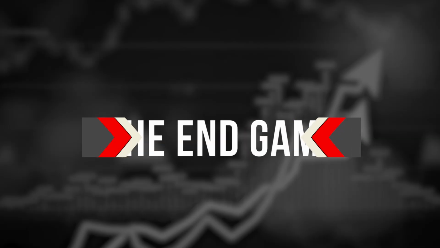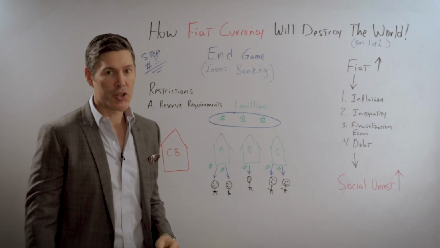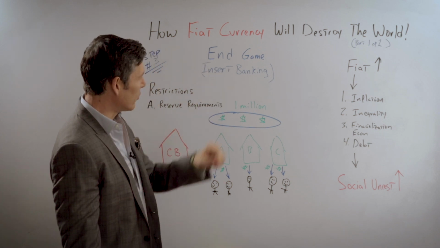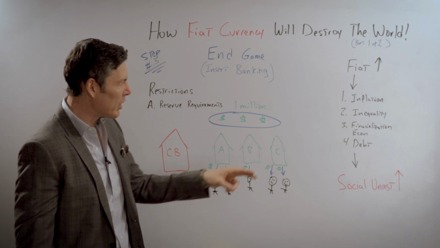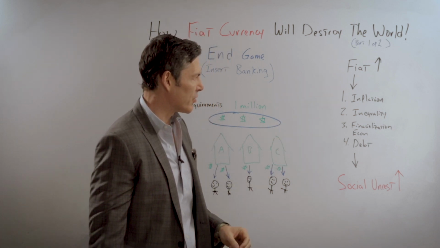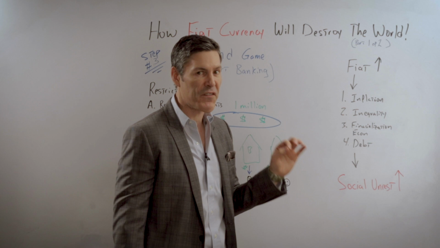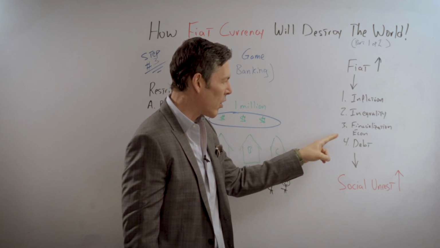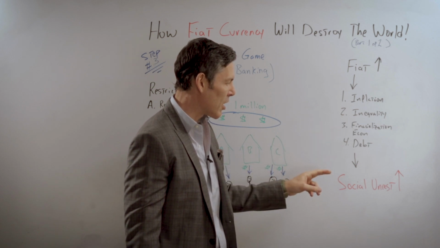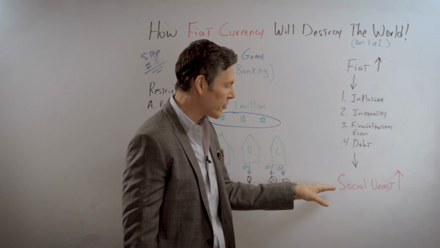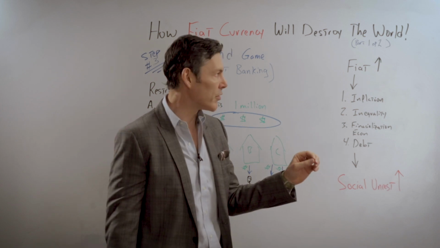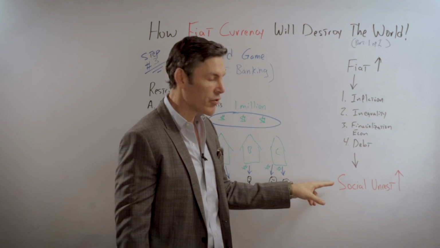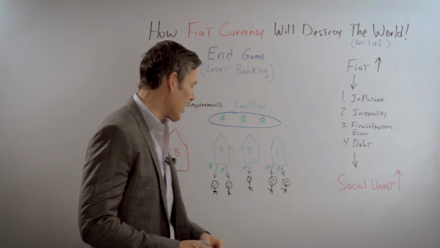Step number 3, the end game. As usual, when we talk about the end game, all we have to do is insert the banking system. We know that the fewer restrictions that are on currency, the more fiat that currency is, the more inflation we get, inequality, financialization of the economy, debt, and social unrest. So in other words, the fewer restrictions on the currency, the more social unrest that we have.